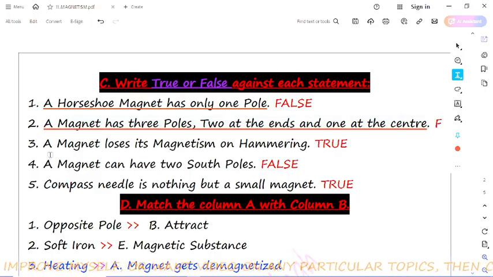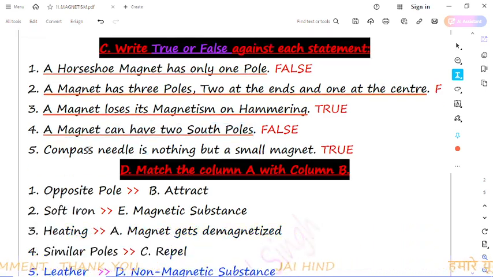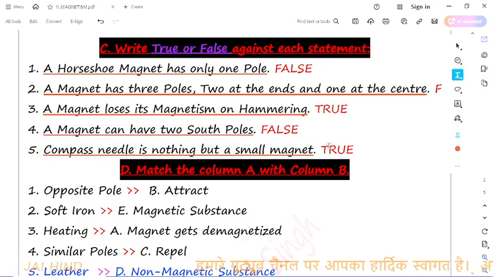The next is: a magnet loses its magnetism on hammering. Yes, this is true. If we hammer the magnet, it would lose its property. Now the next is: a magnet can have only a south pole. No, it has one north pole and one south pole. Now the next is: a compass needle is nothing but a small magnet. Yes, this is true.